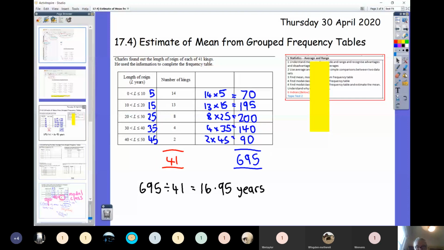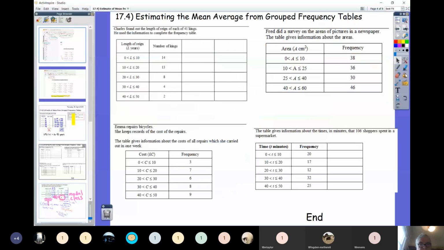So, this is the worksheet that I want you to complete, please. You will see that the first one is the one that I've just done. So I would like you to start off just by copying out the answers for Charles and his Kings. And then you've got 3 other ones to do here. For each of them, I just want you to estimate the mean, please.